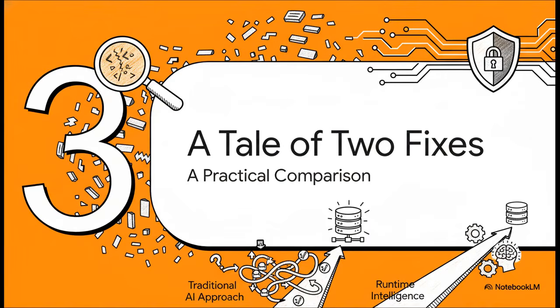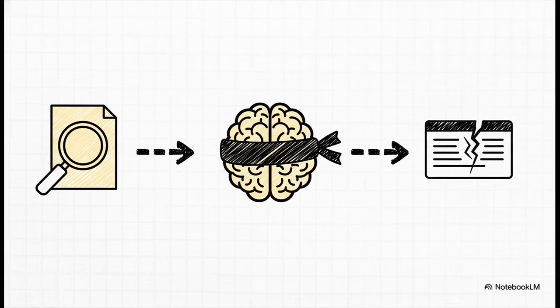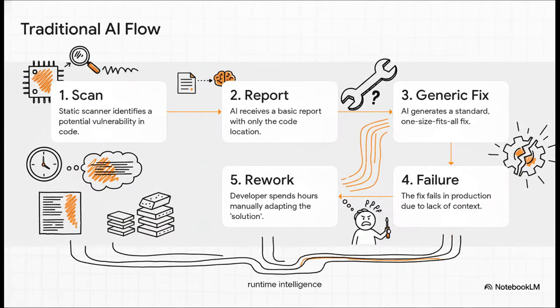The best way to see the impact of this is to compare two different ways of fixing the same problem. Let's take a classic SQL injection vulnerability and see how a traditional AI approach stacks up against one that's powered by runtime intelligence. Okay, so first up, the traditional method. A static analysis scanner, the usual tool, flags a potential SQL injection vulnerability in the code. Then, an AI tool gets the job of generating a fix. So the AI gets a report, but it only has the file and line number. That's it. Based on that tiny scrap of information, it creates a standard fix, maybe a parameterized query.